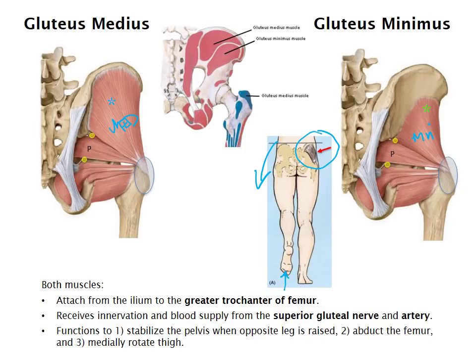The second primary action is abduction of the femur at the hip. So now if this foot was back down on the ground and this limb went outward, that would be the right gluteus medius and minimus taking that leg outward.